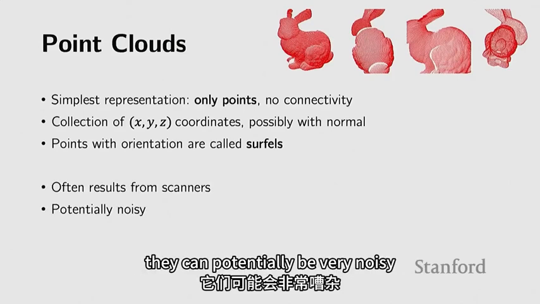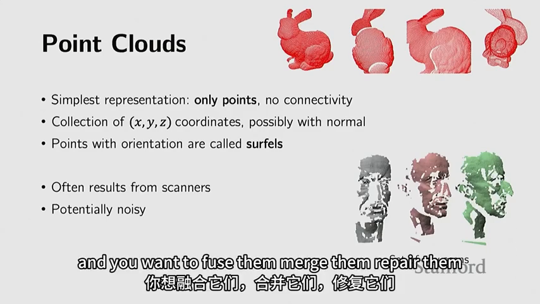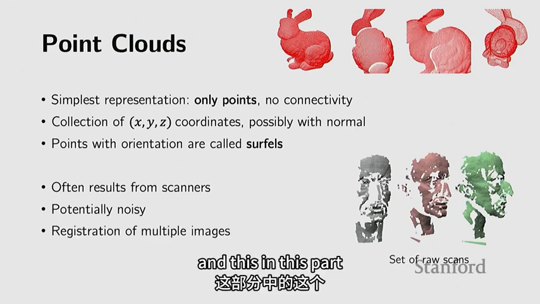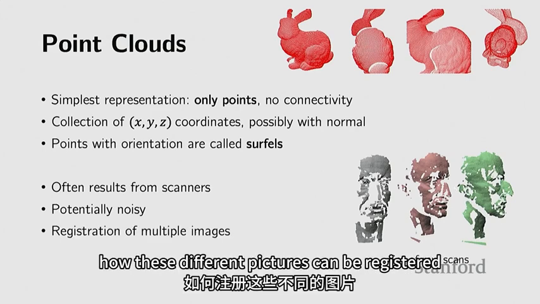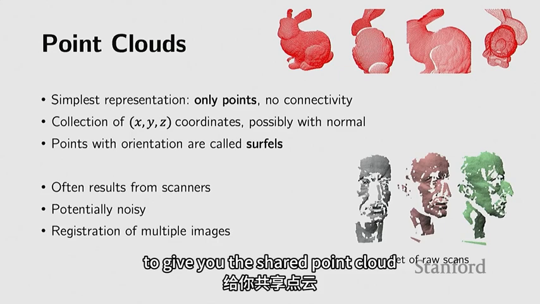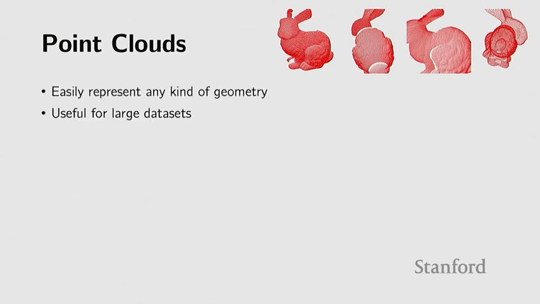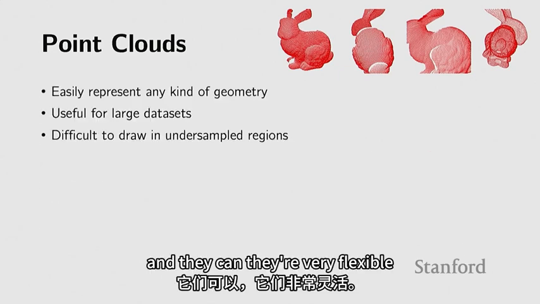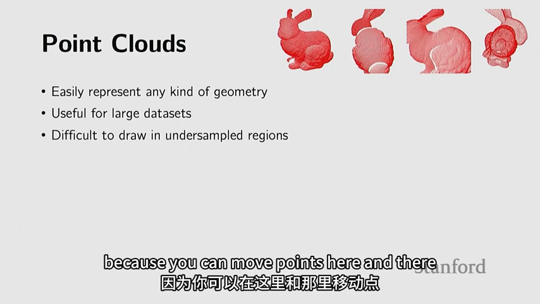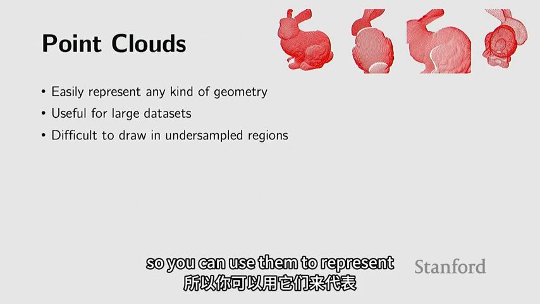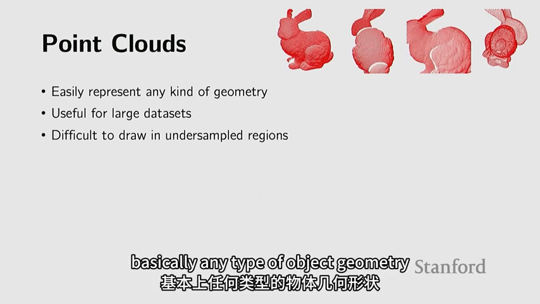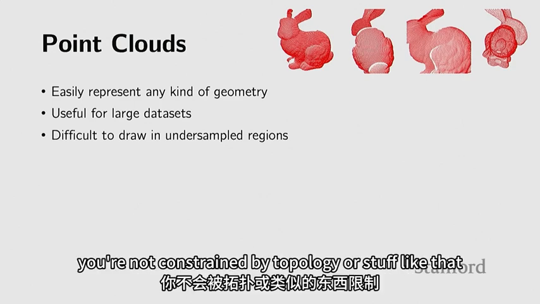They often result from scanners. They can potentially be very noisy, and then you want to fuse them, merge them, repair them. And in this part, you have to consider how these different pictures can be registered to give you the shared point cloud. And they're very flexible, because you can move points here and there, so you can use them to represent basically any type of object geometry. You're not constrained by the topology or stuff like that.